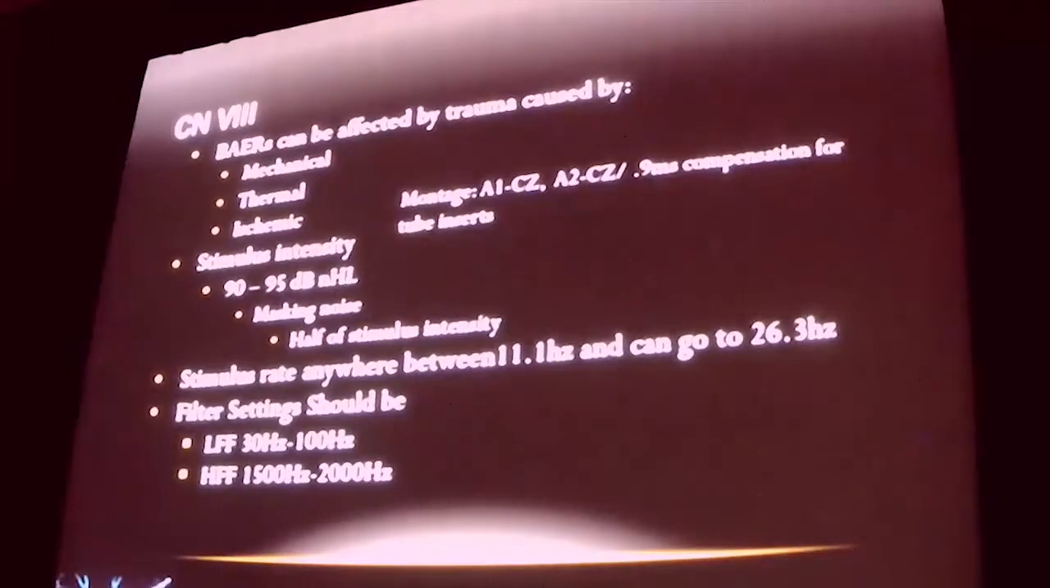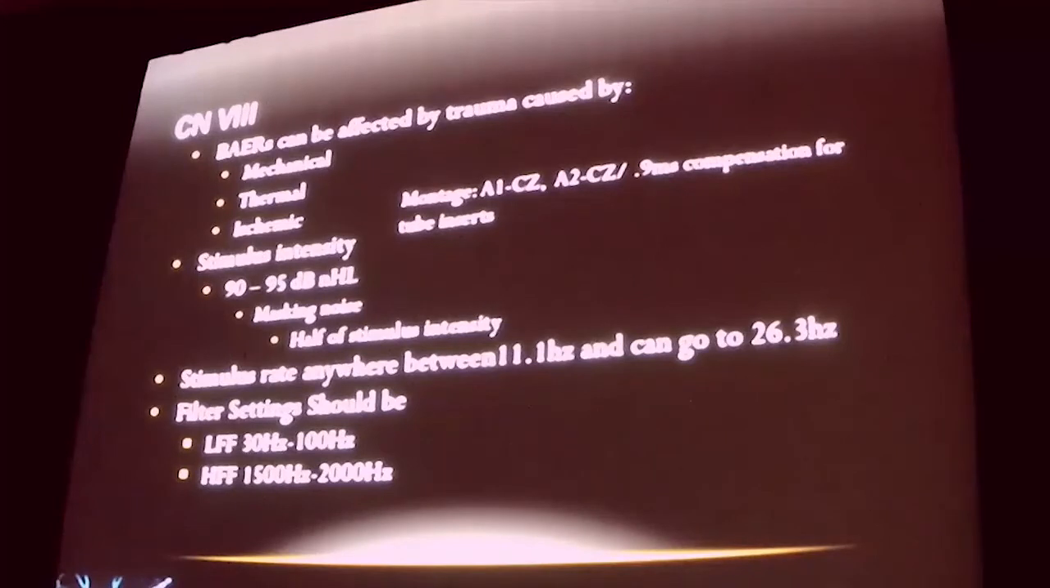BAERs can be affected by trauma caused by mechanical, thermal, or ischemic insults. Generally, your montage is going to be A1 to CZ and A2 to CZ. I believe our machines compensate for the 0.9 millisecond delay from those tube inserts. Stimulus intensity is between 90 and 95 decibels of normal hearing level, with a masking noise about half that.